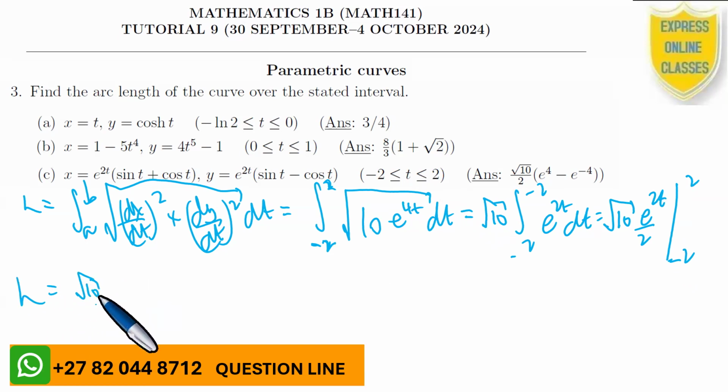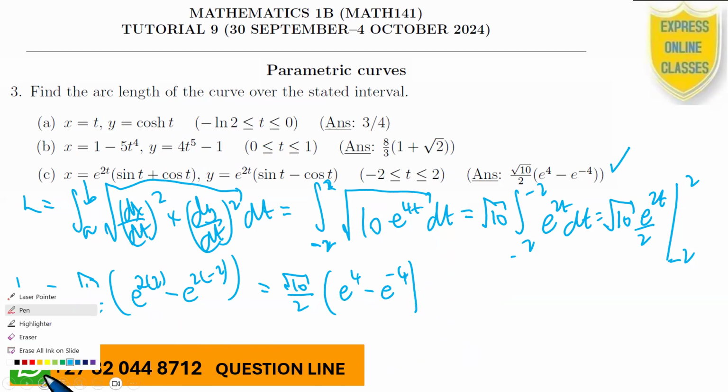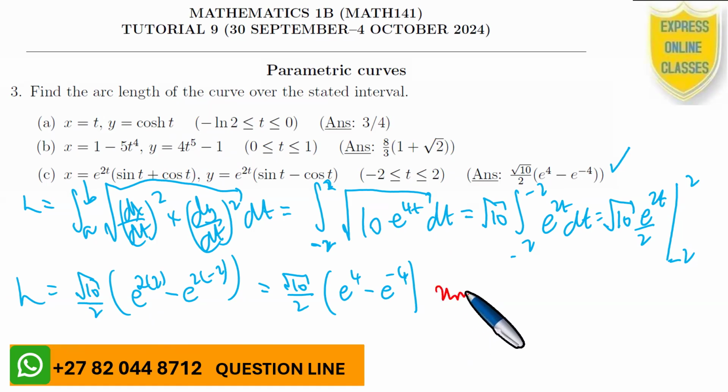Which is therefore the square root of 10 over 2 times e to the 2t evaluated, e to the 2 minus e to the minus 2, which is e to the 4 minus e to the minus 4, which is exactly the answer they gave us. So to find the arc length of the curve over the stated interval, we found the answer. It is arc length, and length is measured in units. So you could say it is exactly that many units, and that concludes the answer to the problem.